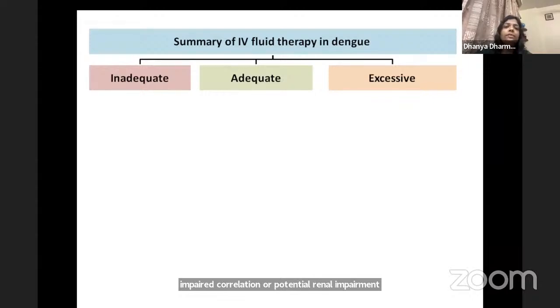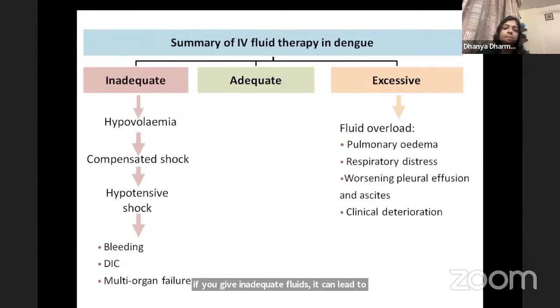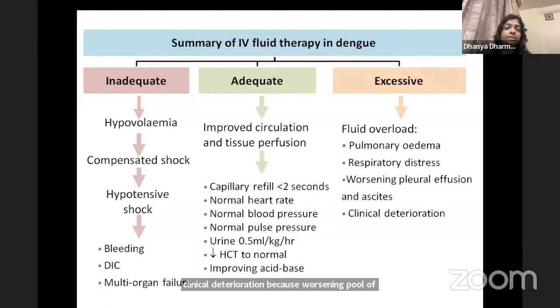So the summary of IV fluid in dengue is that if you give inadequate fluids, it can lead to hypovolemia and hypotensive shock. Excessive fluid can cause pulmonary edema, respiratory distress, and clinical deterioration because of worsening pleural effusion and ascites. You need to give not too little, not too much, and that would help you attain what we want in dengue: a normal CRT, heart rate, blood pressure, pulse pressure, and urine output of at least 0.5 ml per kg.